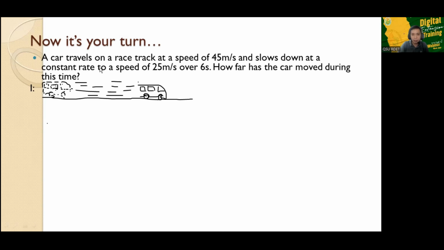What does "slows down at constant rate" represent? And how about this 25 meters per second and 6 seconds? So the car is slowing down. Initially, the given information are the following. With G, the given are, okay, you are correct.